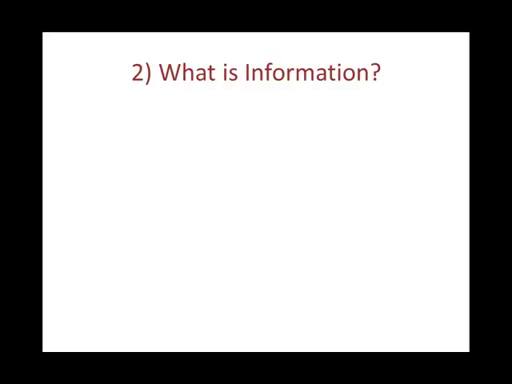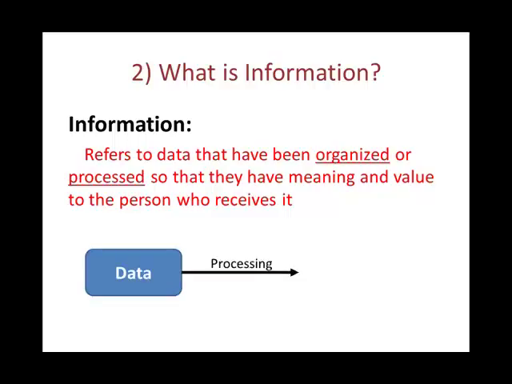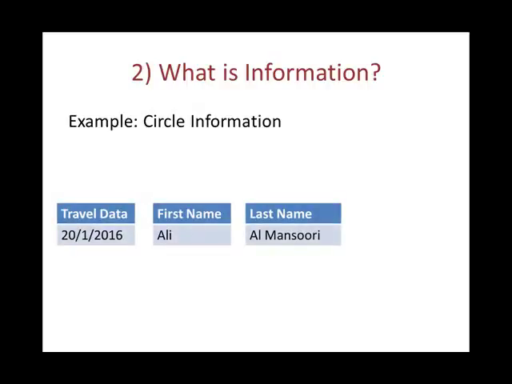On the other hand, when we talk about information, it refers to data that have been organized or processed so that they have meaning or value to us as human beings. So the idea here is that we start from data, and if we do processing on data, we will get information. To clarify this, let's show some examples. I want you to circle the information from what you see now on the screen. So if you can just take 1 minute to do that.